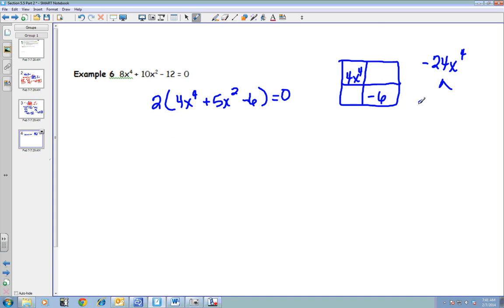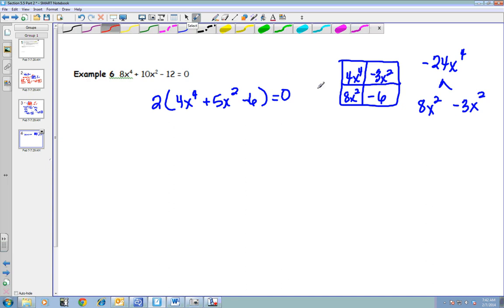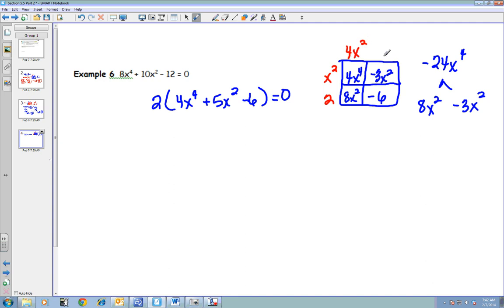And it's a positive 5, so it's going to be positive 8x squared and a negative 3x squared. So that's what's going to go in my two boxes, 8x squared, negative 3x squared. Factor out what we can, so going left and right, it's a 2. Going left and right, it's an x squared. Going up and down, 4x squared. Going up and down, negative 3. So that's what's going to go in my parentheses, x squared plus 2, 4x squared minus 3.